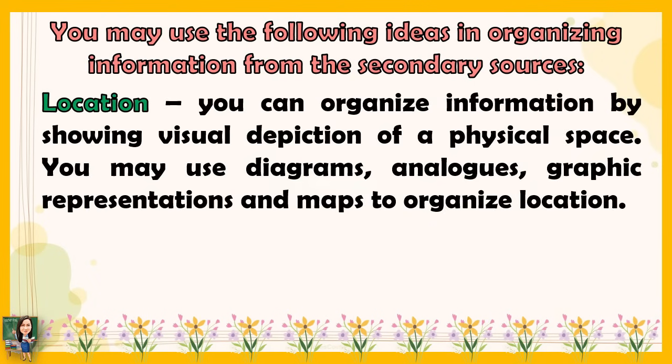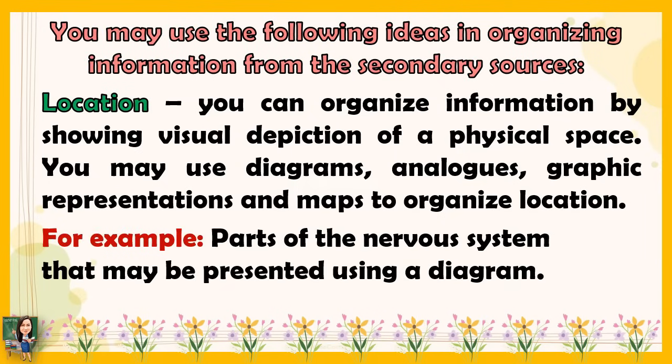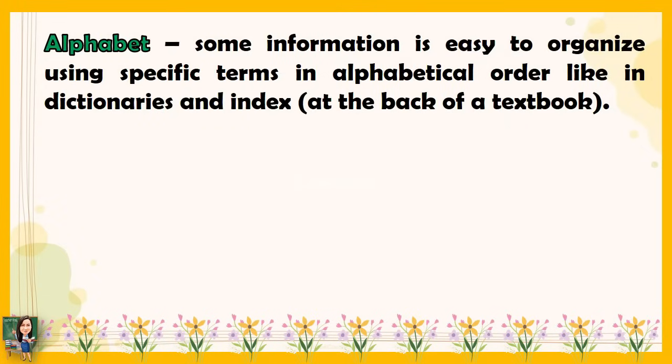Location. You can organize information by showing a visual depiction of a physical space. You may use diagrams, analogs, graphic representations, and maps to organize location. For example, parts of the nervous system may be presented using a diagram. You may use alphabet. Some information is easy to organize using specific terms in alphabetical order, like in dictionaries and the index at the back of a textbook.